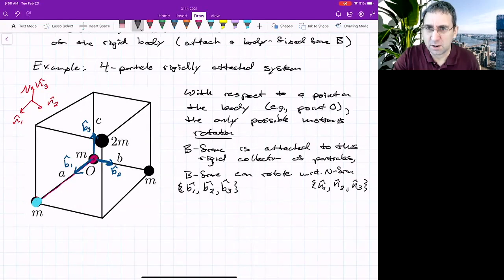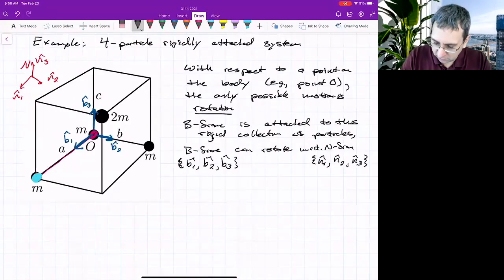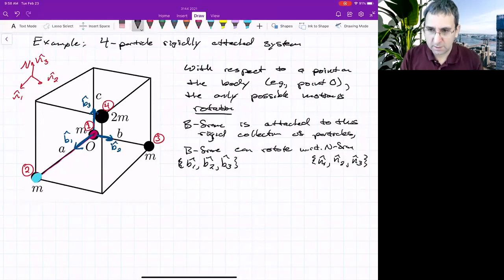I guess we could start naming these particles if we want to. So if I call this particle 1, that 2, this particle 3, and then up here, this is particle 4. We could write the location of each particle with respect to some reference point, the point O. And then the only possible motion of each point is going to be rotational motion. So let me write a vector R2 with respect to O.